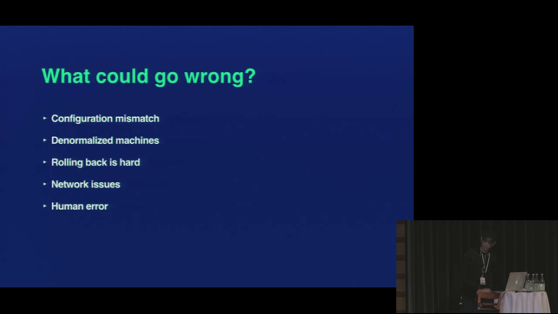Yeah, and as for what could go wrong, I mean, you just take your pick, right? We already talked about configuration mismatch, denormalized machines, and if something does go wrong, rolling back is really, really hard, because if you had a configuration change, you need to make sure to roll that back as well, and you need to get the right package. And sometimes, depending on how you wrote your Puppet manifest, you can't really roll back, because now you need to figure out whatever else you broke and fix that.